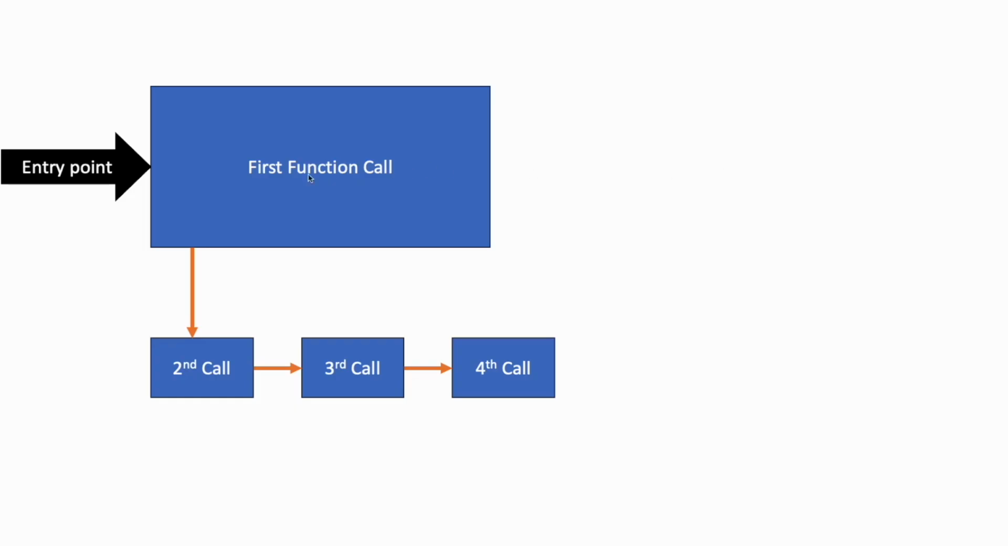Okay, here's my, well, not so fancy infographic. So let's look at this big blue box here. Imagine this is your first function call. You've defined a function, and this entry point, this black arrow, is simply you saying, go and call this function. Now these orange arrows here represent recursive function calls.